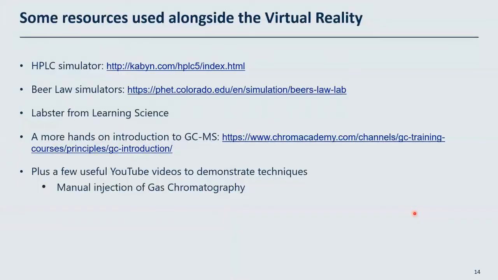And I just thought I'd share some of these tools that we use. So we used a range of different simulations. As I mentioned, we used the HPLC one that's called Beer Laws, but that basically explored UV Vis. And that was quite nice. It allowed students to actually change different parameters themselves. So for the HPLC one, they could change the column length and get the results straight away and see how that affected the retention time.